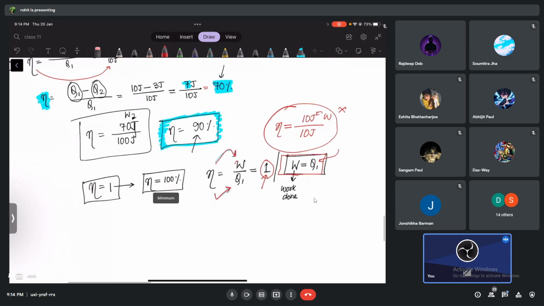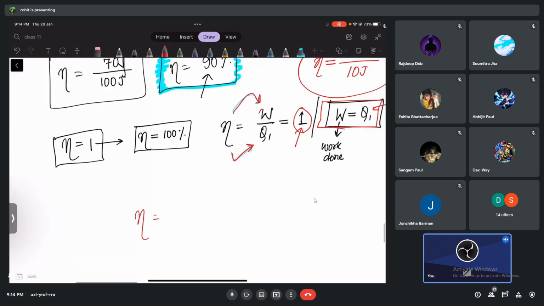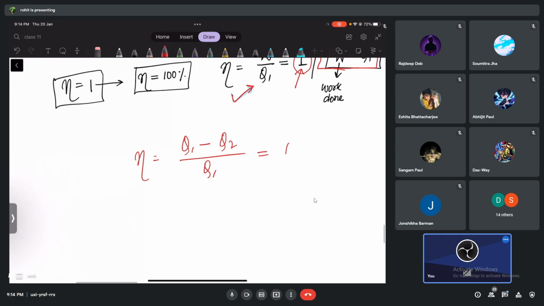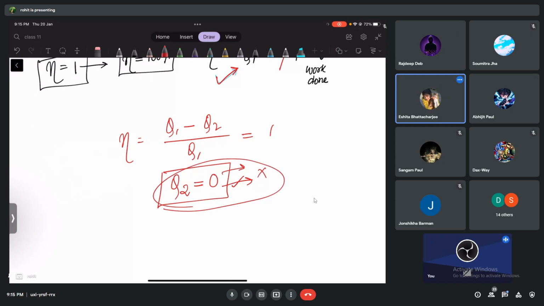And if W is equal to Q1, what should happen in this formula? Check. Efficiency η equals (Q1 minus Q2) by Q1. If it has to be equal to 1, what should be 0 here? Q2 should be equal to 0. Is it possible for Q2 to be 0?